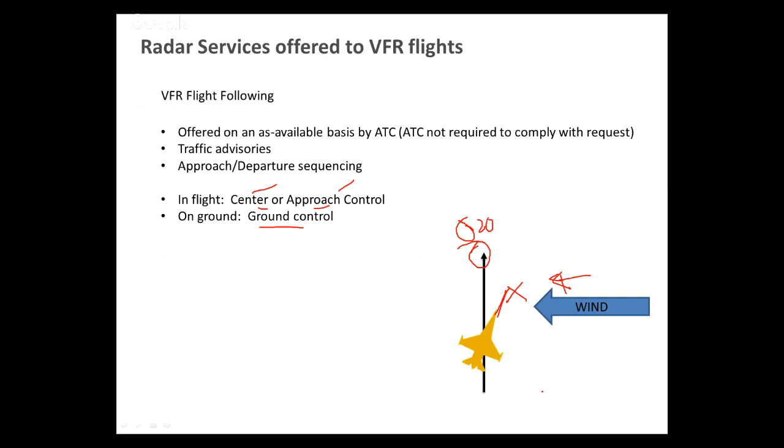Make sense? So if there's heavy crosswinds or heavy winds aloft, you're going to want to keep that in mind. To compensate for where you're going, your nose is not going to be pointed in the same direction as your ground track. And you need to keep that in mind when communicating with air traffic control during VFR flight following.